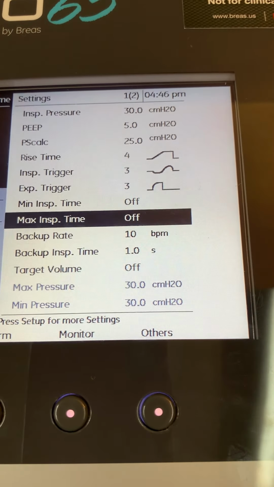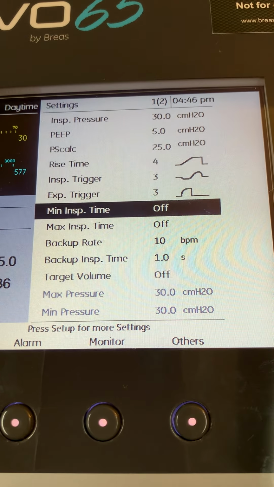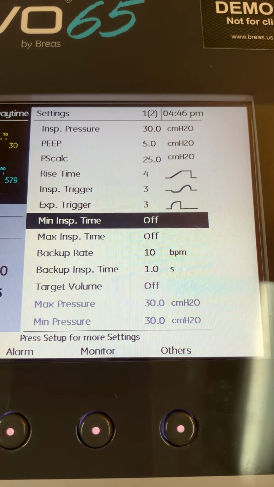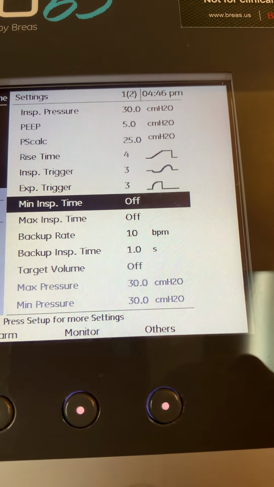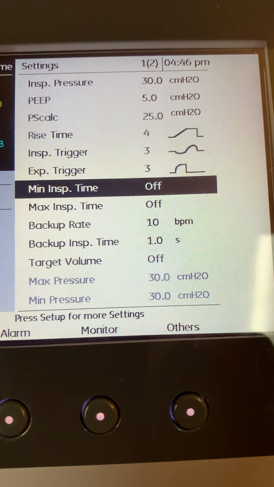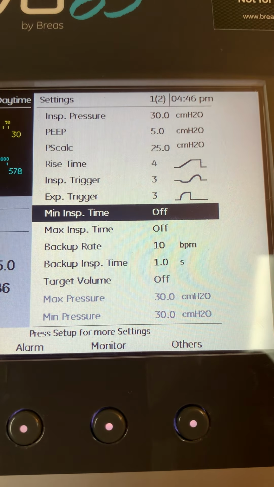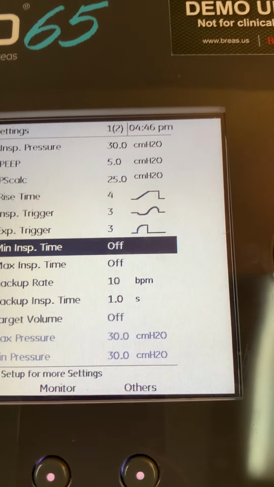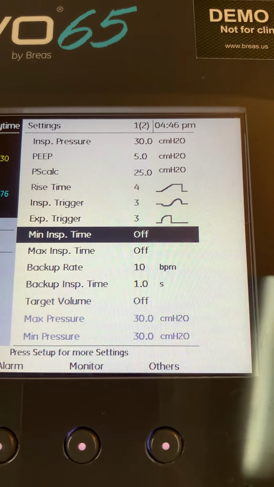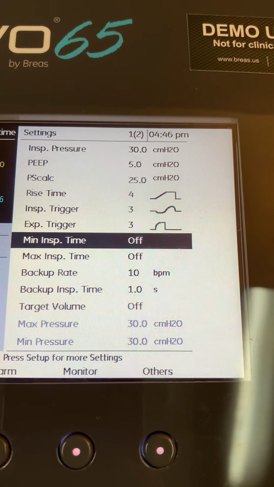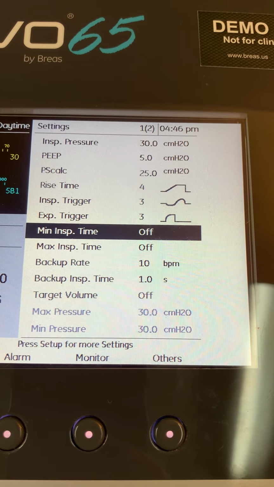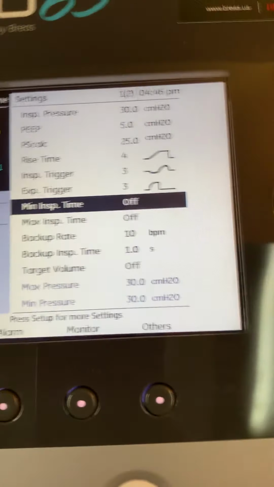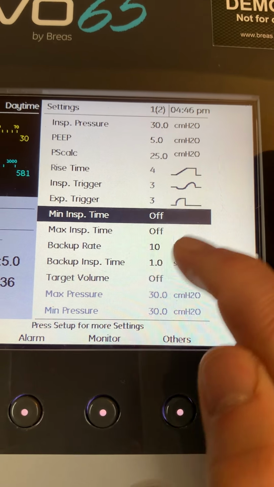One of the things I want to make sure that people understand is your min inspiratory time and your maximum inspiratory time. These are important for synchrony. You want to keep these settings in mind because when you're in a pressure support setting, the patient has all the control, as far as the initiation of a breath. They also have control over the cycling of a breath. But with these types of settings, we can kind of help with the synchrony as well.